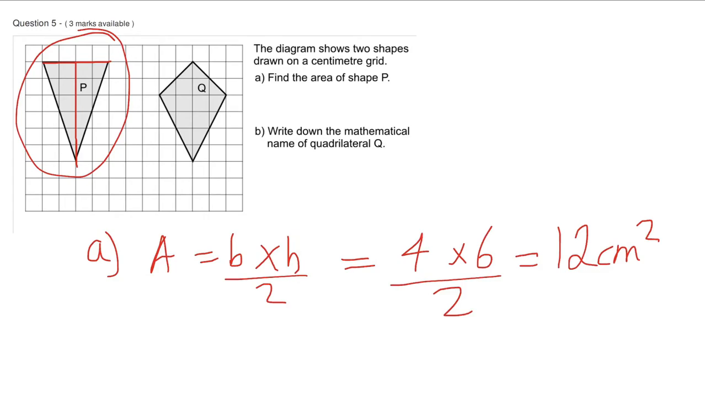So now for part B, the question has asked us to write out the mathematical name for quadrilateral Q, and that is a kite.